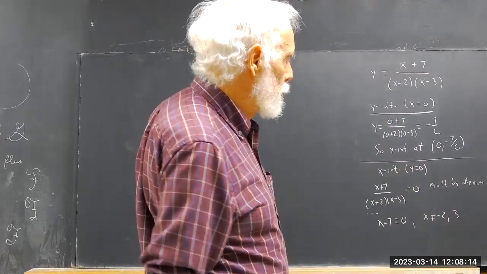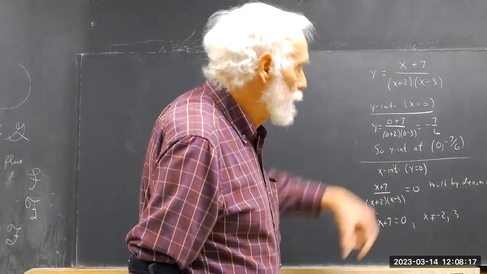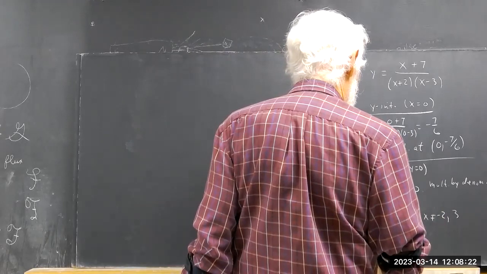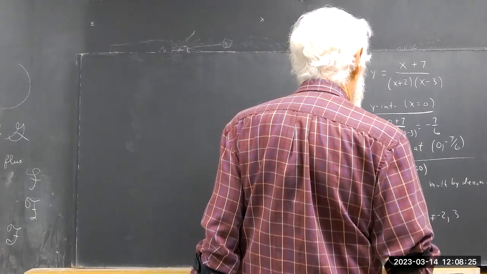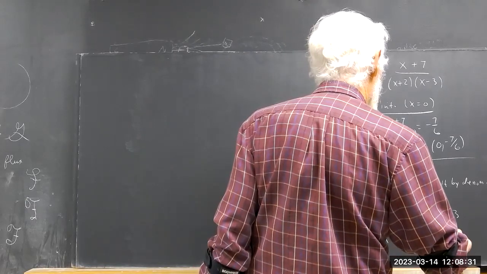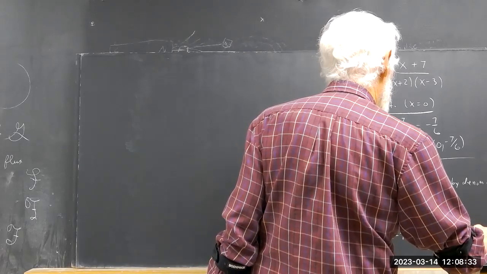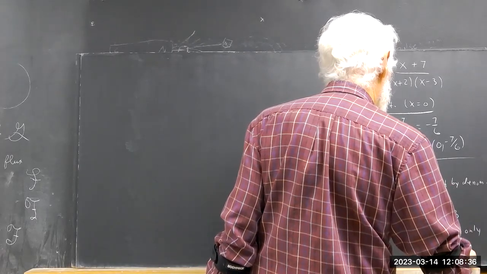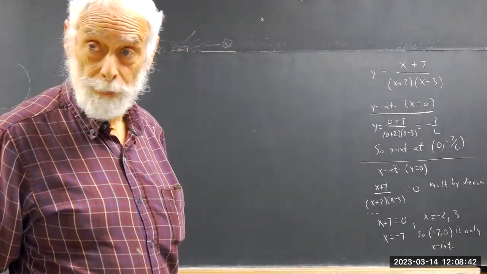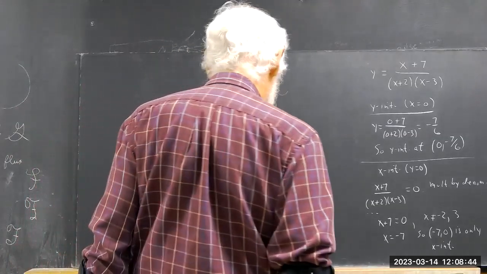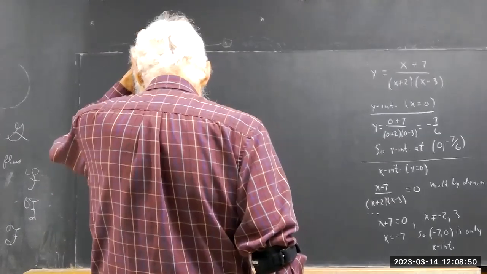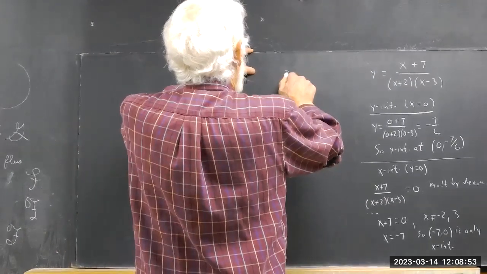But x can't be -2 or 3 because that would make your denominator 0, and you can't multiply by 0 and all that stuff. You get x equals -7. So we say that (-7, 0) is the only x-intercept. Watch out for those zeros in the denominator.